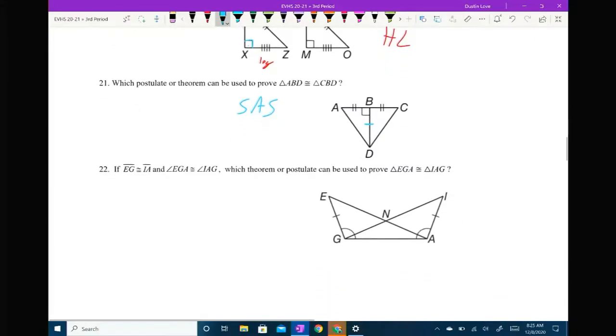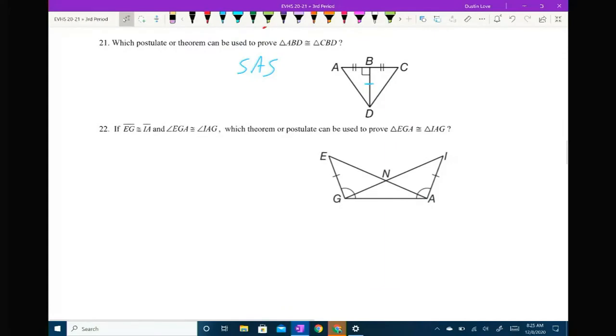Okay. 22, EG is congruent to IA, is already marked. EGA is congruent to IAG. Now it's important to realize that this extends all the way down. It does not stop at that middle segment. Which theorem can be used to prove that EGA is congruent to IAG? Now this one's a little misleading because the two triangles are overlapping.